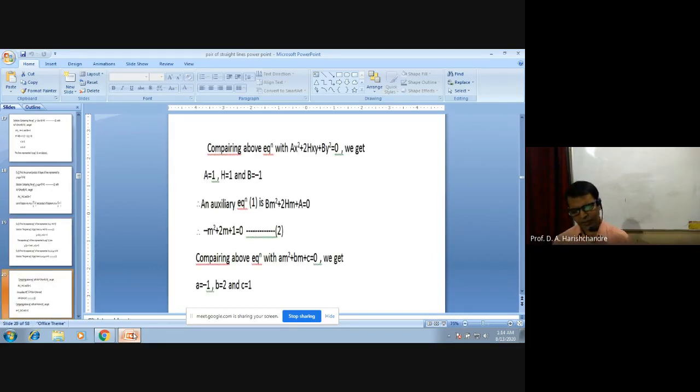Now compare this equation with ax square plus 2hxy plus by square is equal to 0. So we get the value of a as 1, h as 1, and that of b to be minus 1. Now you know the auxiliary equation which gives you the slopes of the two separate lines. In the above article, we discussed the formula for the auxiliary equation, which is bm square plus twice hm plus a is equal to 0. Here replace the value of b as minus 1, h as 1, and that of a to be 1.